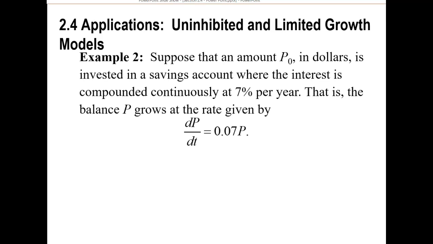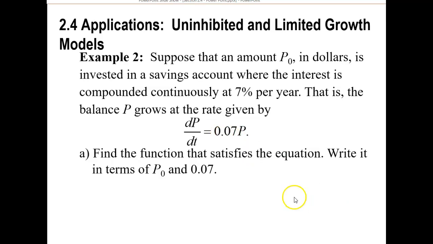All right, so our next example says, suppose that an amount P naught or P sub 0 in dollars is invested in a savings account where the interest is compounded continuously at 7% per year. That is, the balance grows at a rate given by dP over dt equals 0.07P. So that's how this scenario translates into this model. The growth rate is this coefficient of P here. We want to find a function that satisfies the equation and write it in terms of P naught and 0.07, just like we did in the last couple examples.